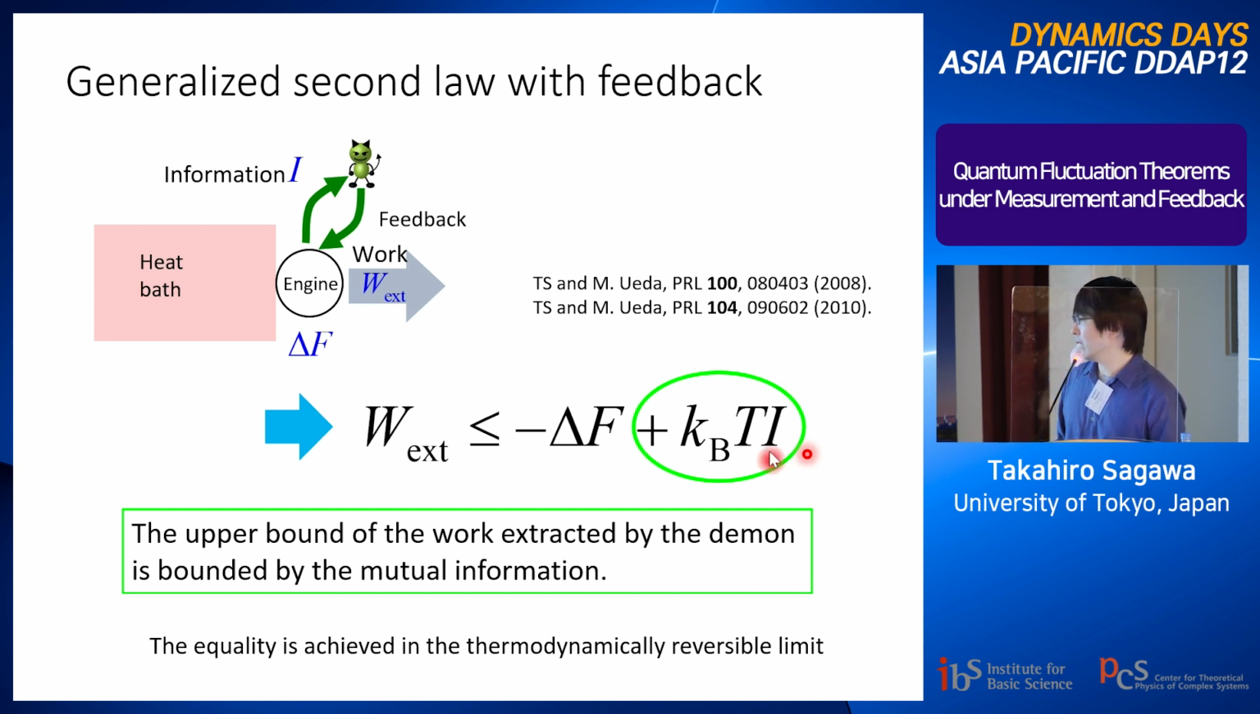It is known that this equality is achieved if we can cleverly design the feedback protocol for a given mutual information. So in that sense, this is a kind of optimal inequality that we can achieve, and this gives a generalized second law of thermodynamics by incorporating the mutual information term here. This is already a result from more than 10 years ago.